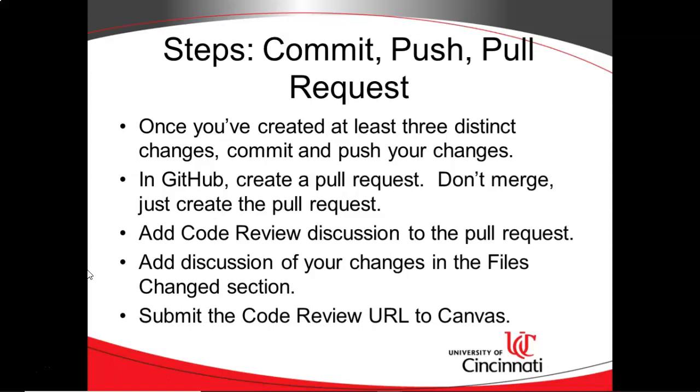Commit and push, then go into GitHub and create a pull request. Don't merge it, just create the pull request, because that's where we can go in and add some discussion. As I showed you, we can add the discussion inline. So add the discussion and then submit the code review URL to Canvas. That's all you have to submit in this project is the code review URL. I'll take a look at everything else right there in the code review itself.